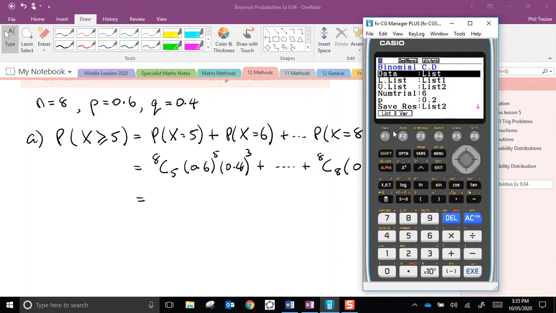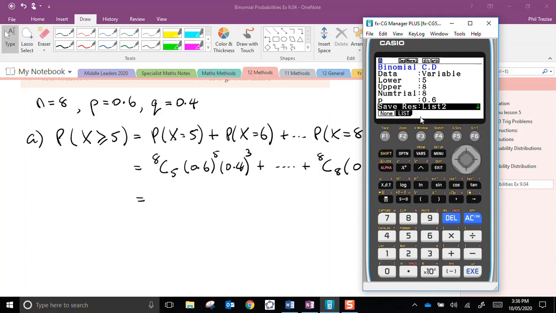Now this one's been set up to use lists, but I'll change that to the data will be variable. Now I just get to enter. What is the lower number of successes? That's 5. What is the upper value of successes? That's 8. So lower and upper here refer to the smallest and largest values of X that we're dealing with. The number of trials in this experiment was 8, so I'll have to change that. And the chance of success on each trial was 0.6.